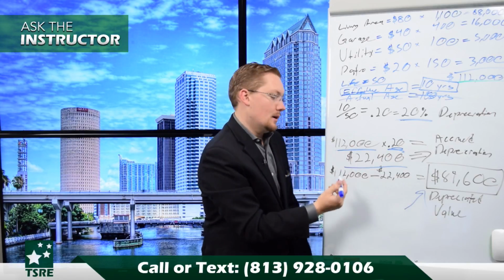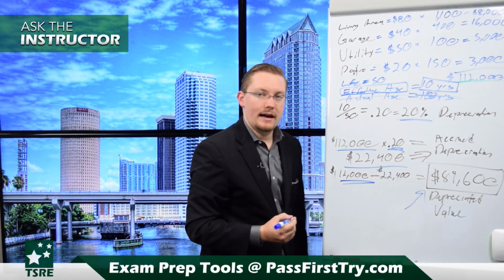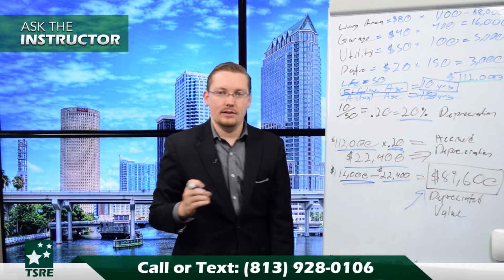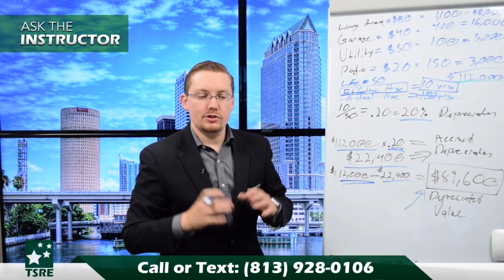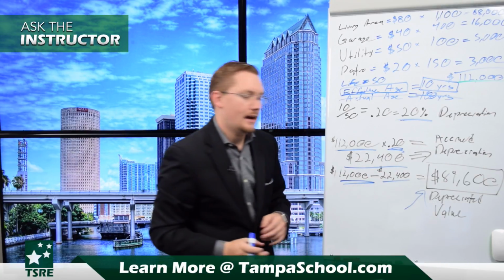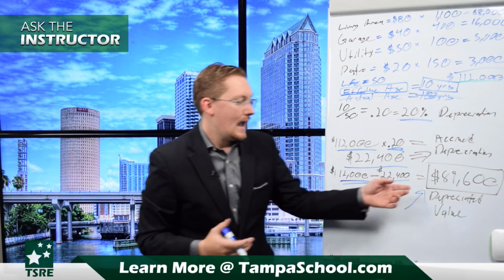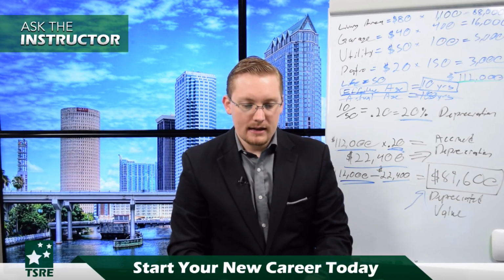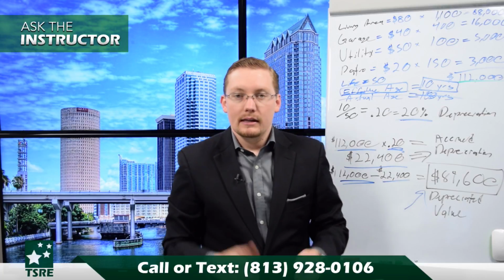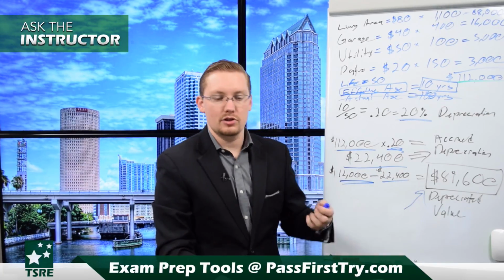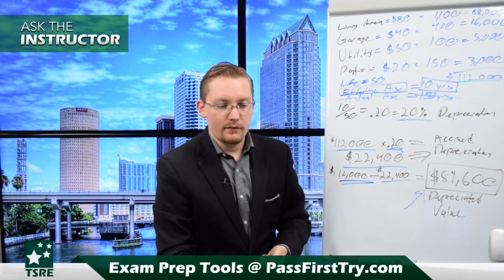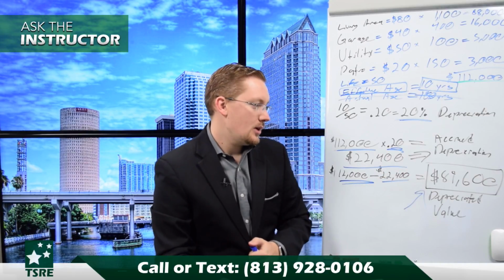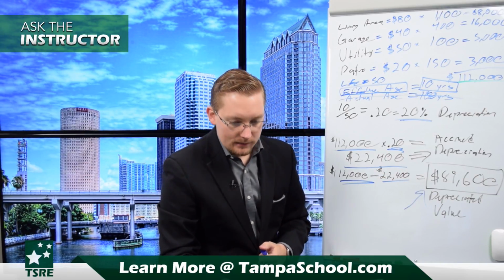So when we came about this number here, we did the cost of the building, the $112,000, minus our depreciation of $22,400 to get our $89,600 of our depreciated value. But what you could also do is just take this $112,000, multiply by 80%, and that's going to bring you down to $89,600 as well. So either which way you go about calculating this out, they're both going to give you the same number. Whether you multiply it by 20% and then subtract that number from the total value, or you just take the total value and multiply it by 80%. That's going to give you down to $89,600 as well.